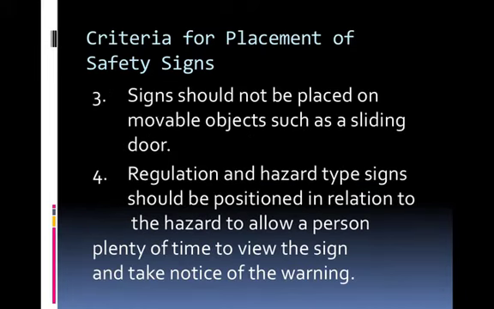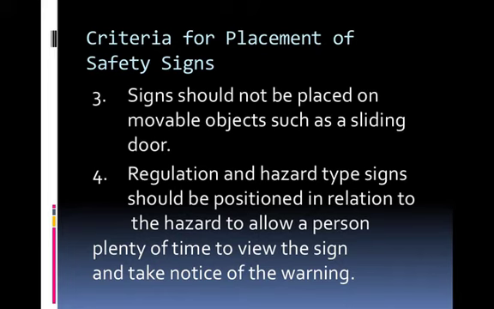3. Signs should not be placed on movable objects such as side sliding doors. In other words, you can't put a sign where it can be moved. If the sign needs to be seen all the time, then you can't put it on a door that when you slide it away, it's gone, so that person can't see it. It has to be placed somewhere that it won't move.